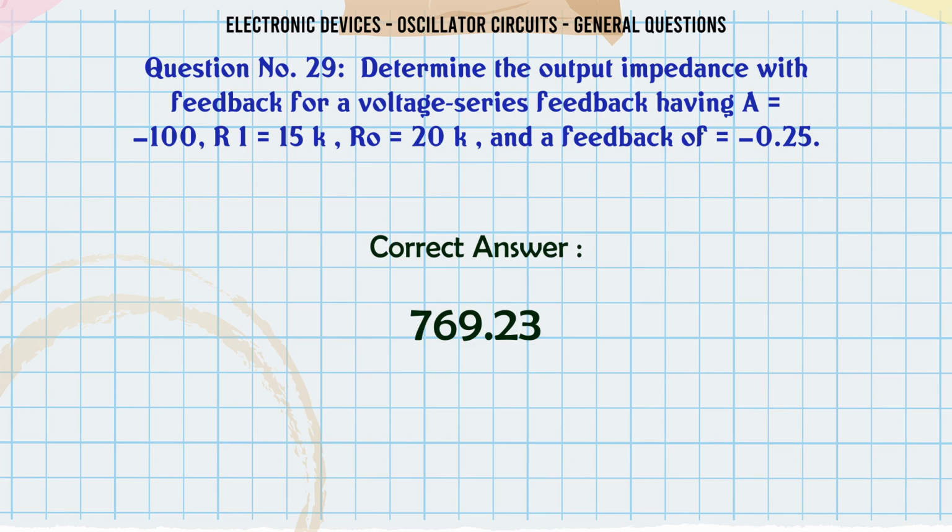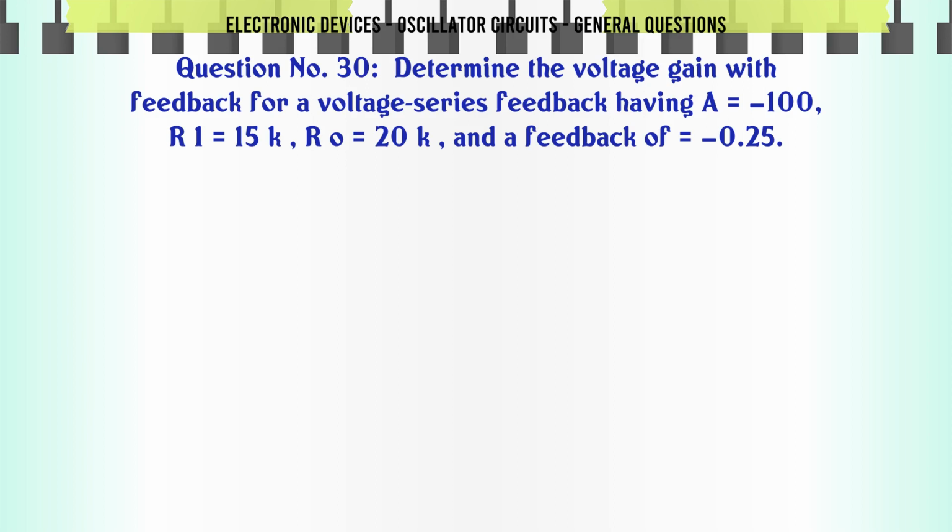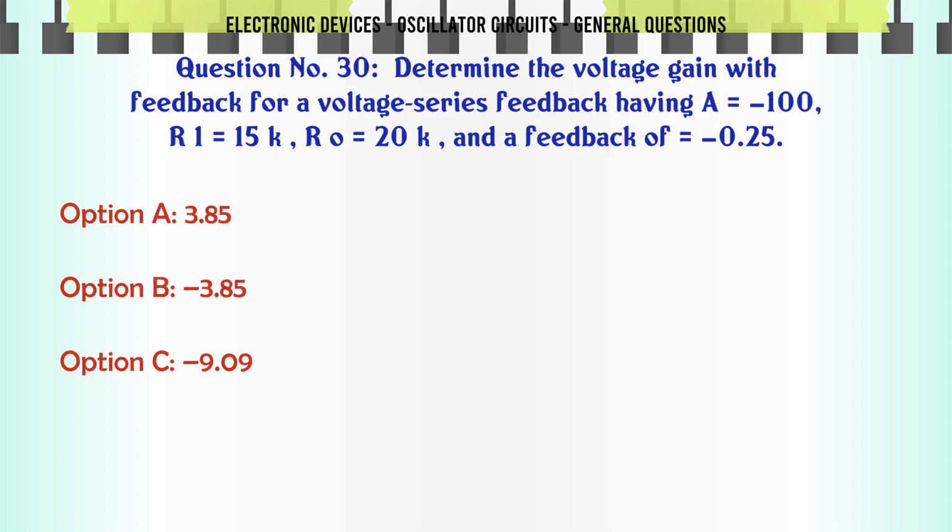Determine the voltage gain with feedback for a voltage series feedback having A of 100, R1 of 15K, RO of 20K and a feedback of 0.25. A. 3.85. B. 3.85. C. 9.09. D. 9.09. The correct answer is 3.85.